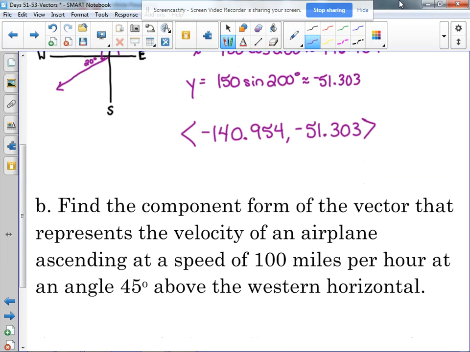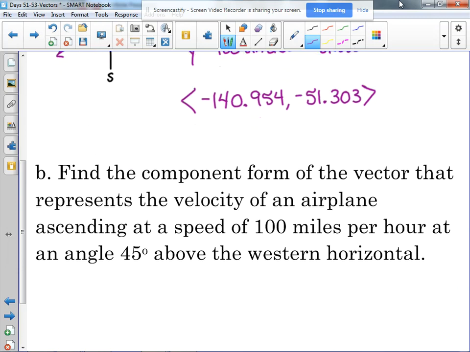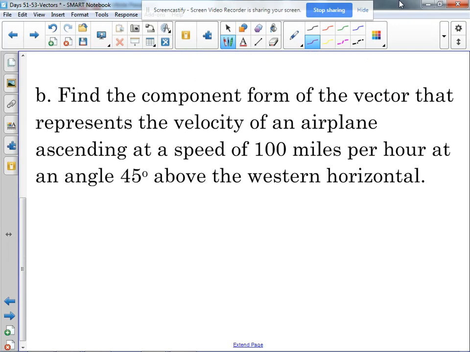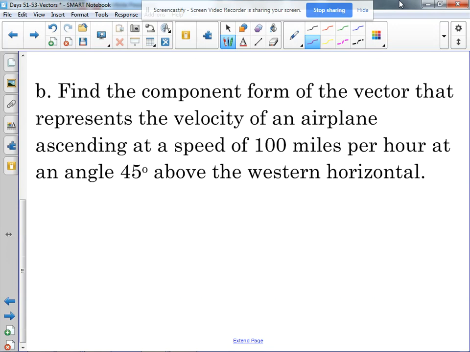Find the component form of the vector that represents the velocity of an airplane ascending at a speed of 100 miles per hour at an angle 45 degrees above the western horizontal. So, similar reference point, we're talking about the western horizontal, but this time the plane is ascending and it's above. So 45 degrees is right here. So the angle that we're truly talking about is 135 degrees, 180 minus 45.